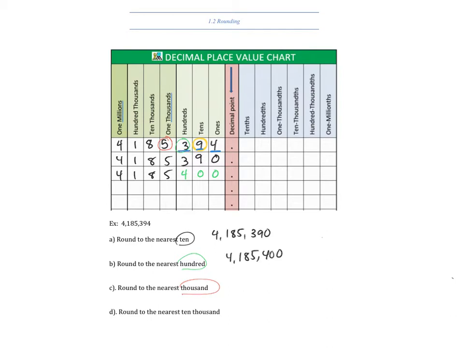Now, if we're going to the nearest 1,000, then I look at my thousands place, and I look next door. The 3 is not big enough to round my 5 up. So my 5 stays as is. Everything else gets replaced with zeros down below it. So my number becomes 4,185,000. And that's done.